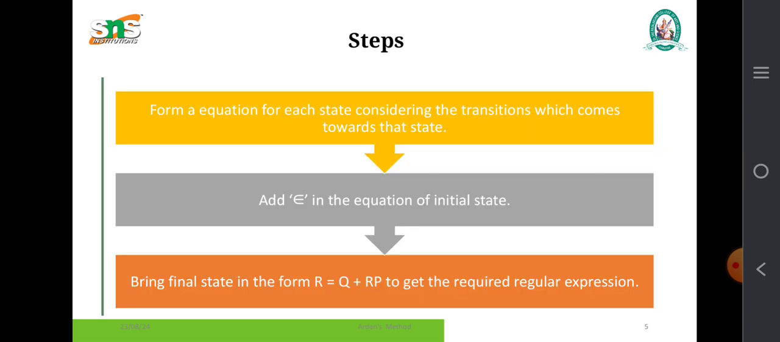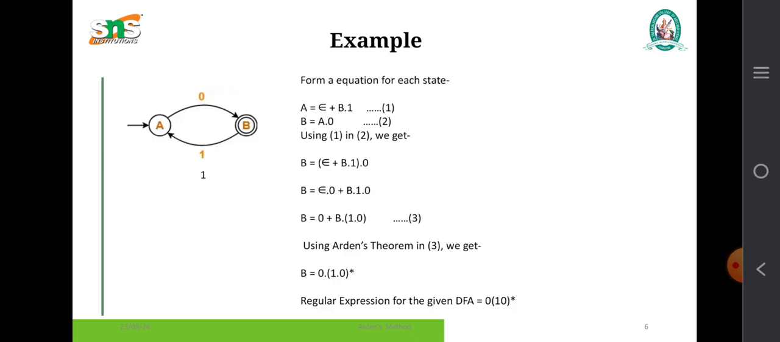The steps to be followed: form an equation for each state, considering the transitions which come towards that state, and add epsilon in the equation of the initial state. Bring the final state into the form R equal to Q plus RP to get the required regular expression. Now we will see an example.